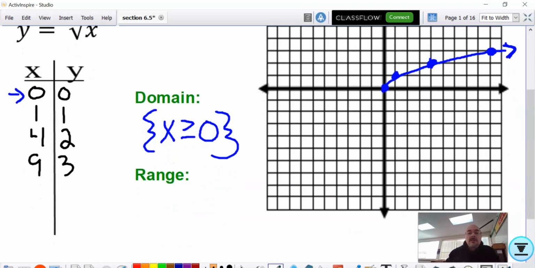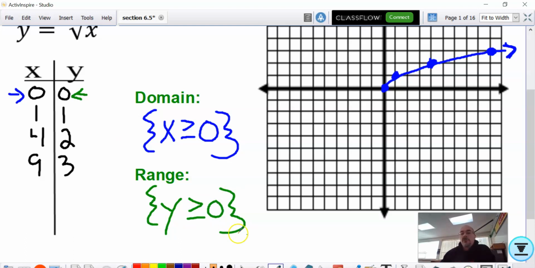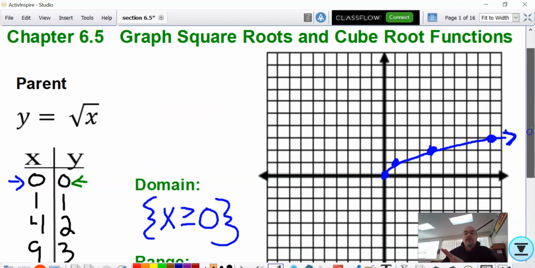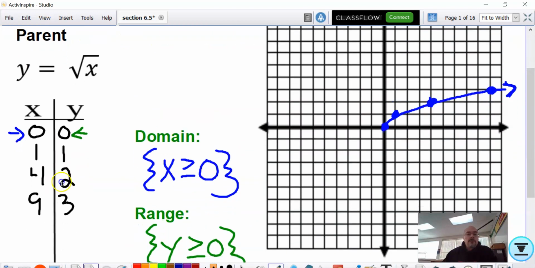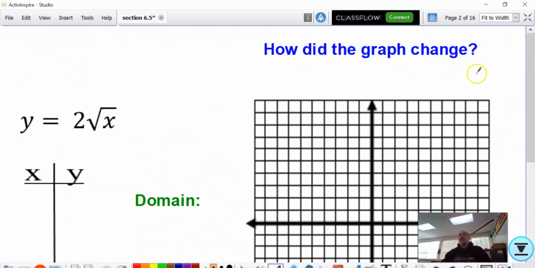The range, ladies and gentlemen, if you look at it, starts at 0 and gets larger also. And the range, remember, is the y value. So y is greater than or equal to 0. Pretty straightforward. All right, let's move on. So again, this is our parent function. Next one. This time we're putting a 2 in the front of it.